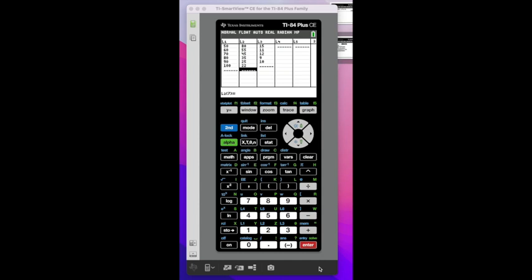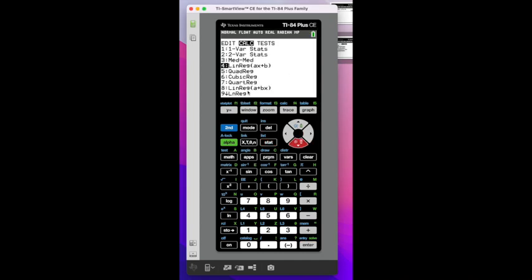So go ahead and take a minute and put your values of X for your depth in feet in L1 and the maximum dive time in L2, which are your Y values. Once you're done with that, we're going to hit the stat button and I'm going to arrow over to calculate and I'm going to go down and choose option number 4, linear regression. I'm going to hit enter. I'm going to tell the calculator where I put my X's and my Y's, and I'm going to store my regression equation in my Y1 so I can access that by hitting the vars button, arrowing over to Y vars, choosing function, and then enter on Y1.